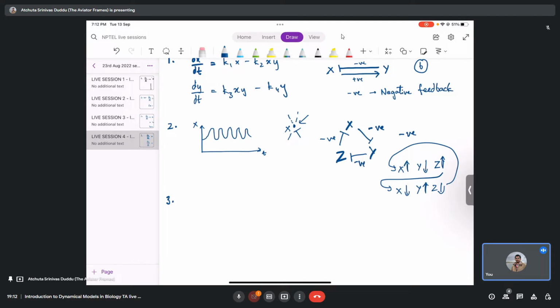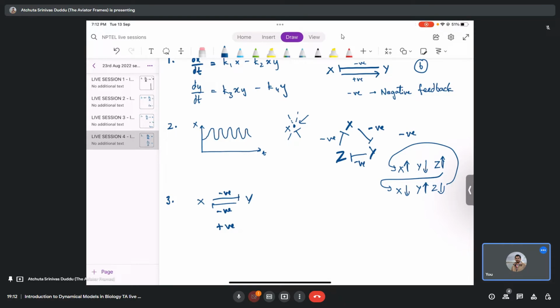Right. Next we have the third question, where they have asked which network motif leads to multi-stability. For multi-stability, you would require positive feedback loops. Let's take for example a mutual inhibition: X inhibiting Y and Y inhibiting X. So this is negative and negative. Negative times negative is positive. So it's a positive feedback circuit.